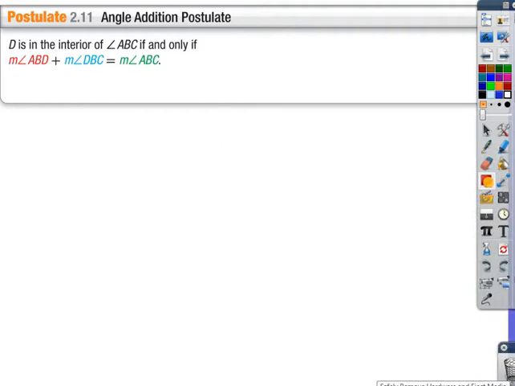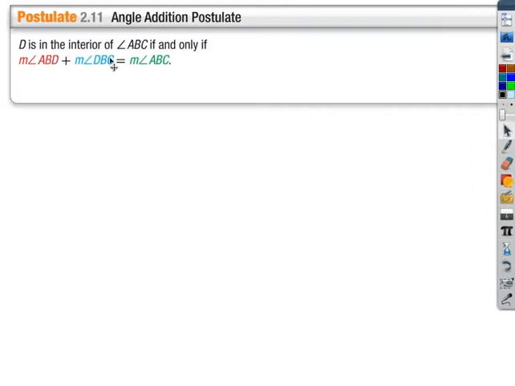Hello, this is Miss Chambers, and I'm going to be explaining the angle addition postulate. So the angle addition postulate states D is in the interior of angle ABC if and only if the measure of angle ABD plus the measure of angle DBC equals the measure of angle ABC.